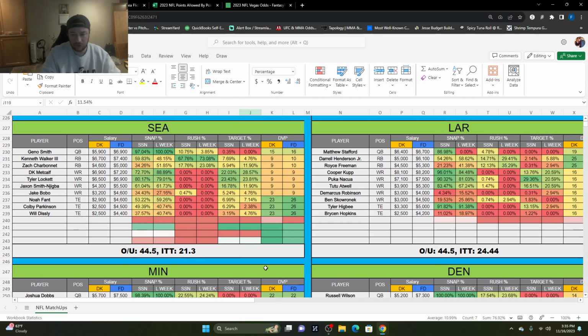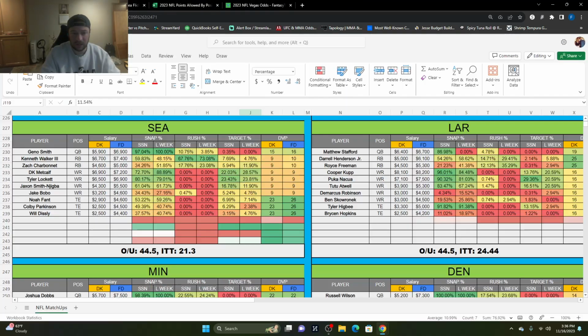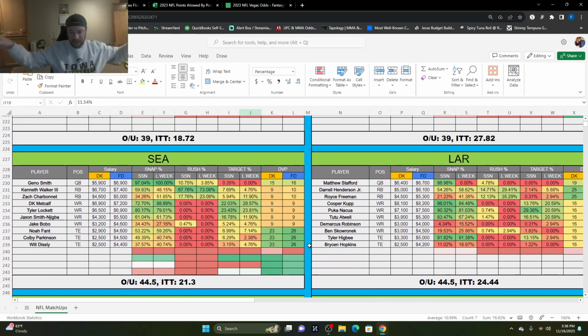Then we move to Seattle at the Rams. If you look at this, this is the last game because then we've got the Sunday Night Football game, the Monday Night Football game. So the offense is here. You look at Geno Smith, the Rams secondary, their defense ranks 15th, basically right in the middle against the opposing quarterback. They rank 9th against the running back and wide receiver, and then they're 23rd against the tight end.